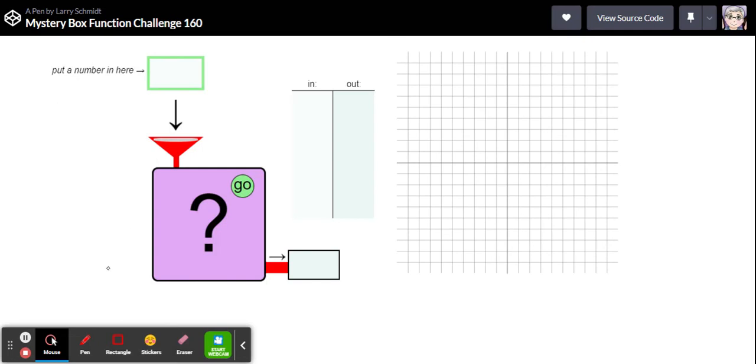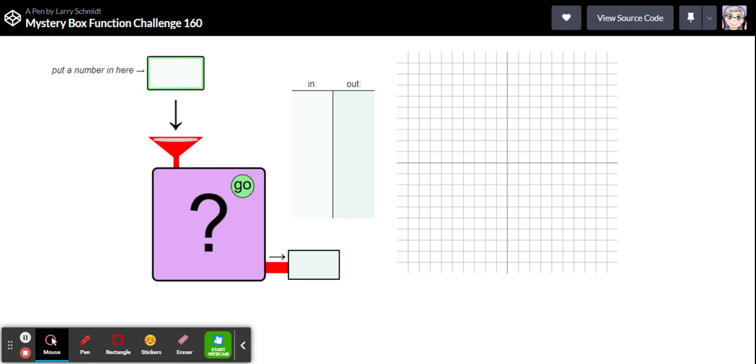Hello everybody and welcome to another Mystery Box Function Challenge. In the purple box there is some mystery math and your challenge is to figure out what that is. You can try this out, use the link in the description, and when you think you've got an idea, come on back and see if we get the same thing.